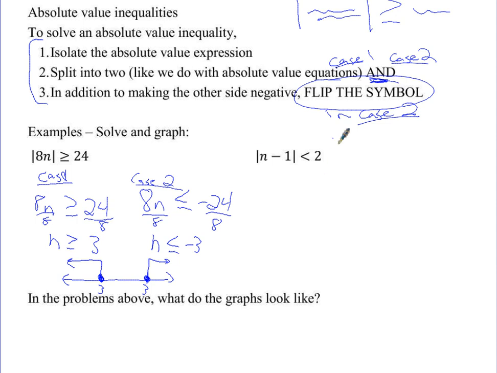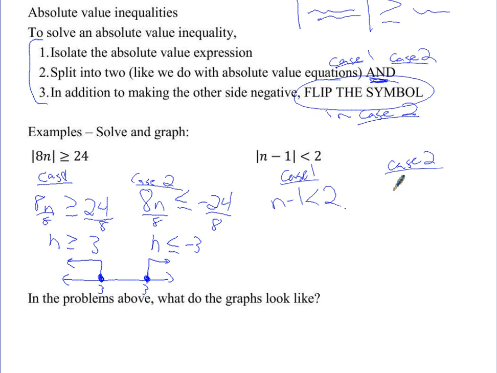We have the absolute value of n minus 1 is less than 2. We want to solve this. We're ready for case 1 and case 2 right now because the absolute value is by itself. So we have case 1, case 2. Okay, what is case 1? n minus 1 is less than 2. Exactly what you see.